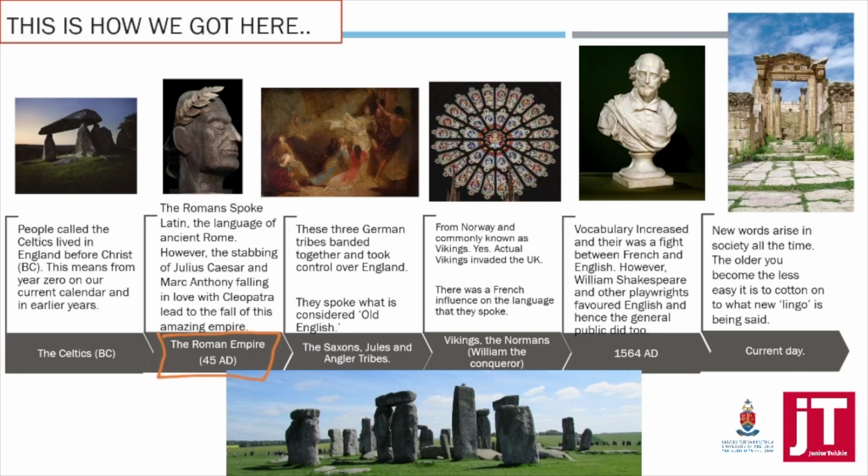And they just fell in love with Greek language and Greek culture to the point where they implemented a lot of Greek into their vocabulary. And when they were in the UK, the United Kingdom, this strongly influenced the way in which English words were formed. So the Romans spoke Latin, the language of ancient Rome. However, the stabbing of Julius Caesar, this is an ancient statue of what he looked like, the emperor. And Mark Antony, another very important man in the Roman Empire, fell in love with Cleopatra, the Queen of Egypt. All of this led to the very dramatic fall of this amazing empire.